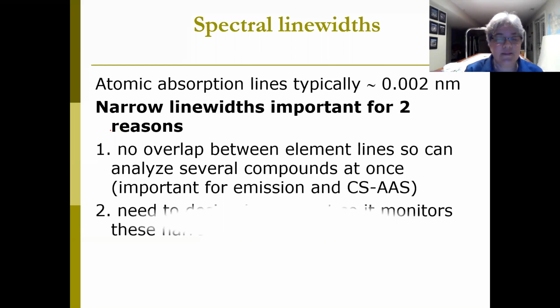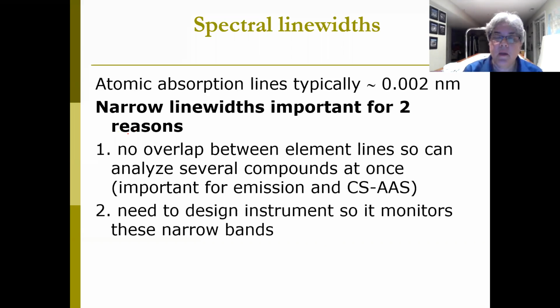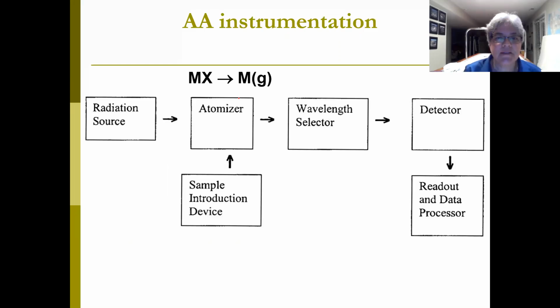However, the second reason is important. These narrow bandwidths mean we have to design the instrument so we can monitor these narrow bandwidths. The instrument's going to have to be a little bit different than it was for molecular absorption spectroscopy. So with that little bit of background, let's now take a look at the instrument for AAS.